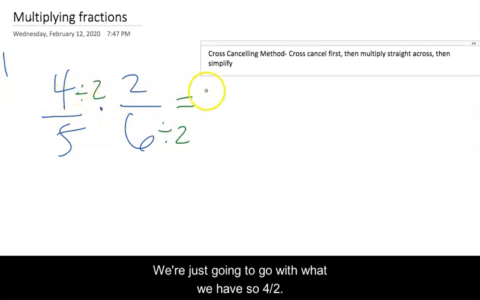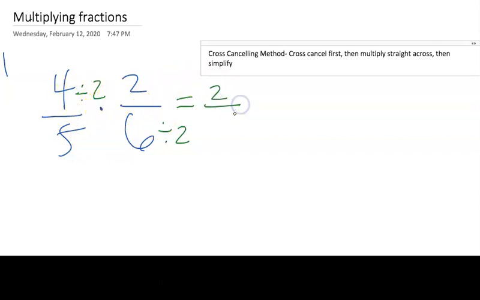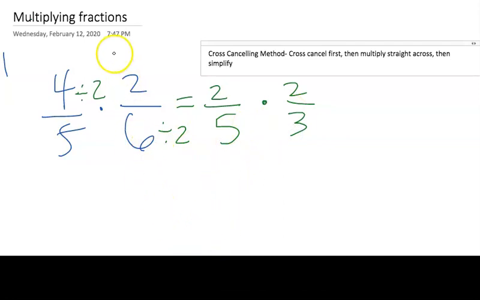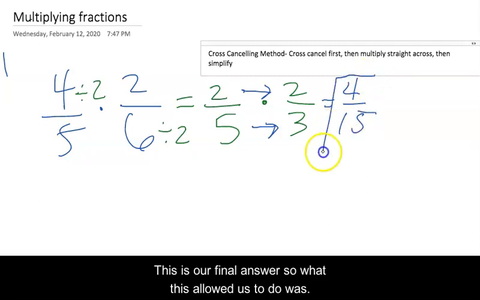So 4 divided by 2 is 2, and 5 stays the same, times 2 stays the same, and 6 divided by 2 is 3. Next, we're going to multiply straight across. So 2 times 2 is 4, and 5 times 3 is 15. And this is our final answer.